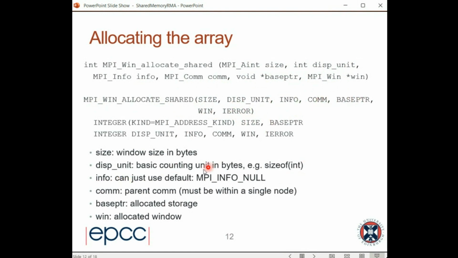Again, info is just extra information. We can use MPI_INFO_NULL. The size of the window is size in bytes. The disp_unit is the basic counting unit, which might be sizeof(int) if we're using integers. The comm is the parent communicator. This is collective across all the processes. It can only work if all the processes in this communicator are on the same node. Otherwise you'll get an error. And you get back the base pointer. You also get back a window. So you could use this as a normal window with put and get, but you actually get back this base pointer, which you can use as if it were just a normal array.